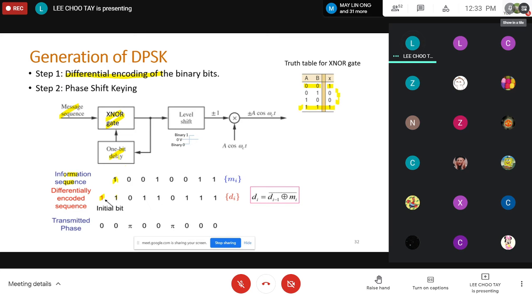And then the second bit is a 0. 0 exclusive NOR with this one will give me a 0. And then the next bit, 0 exclusive NOR with the previous bit, which is 0, will give me a 1.